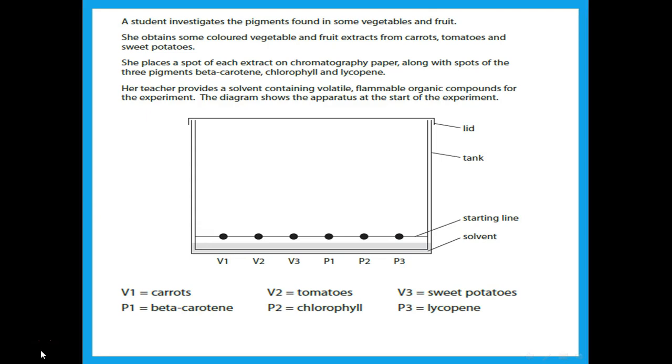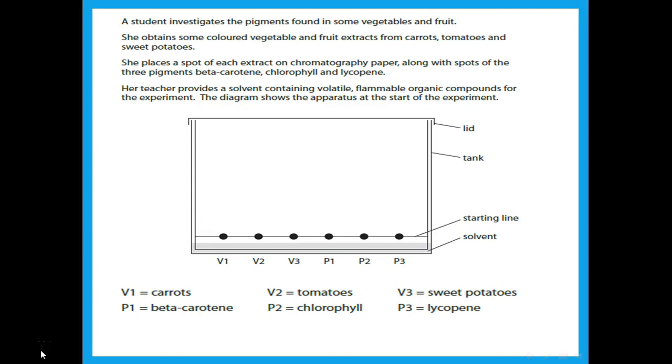Okay, a student investigates the pigments found in some vegetables and fruit. She obtains some colored vegetable and fruit extract from carrots, tomatoes, and sweet potatoes. So carrots, tomatoes, and sweet potatoes, she calls them V1, V2, V3. Can you see in the chromatogram? She places the spots along with spots of pigments, beta-carotene, chlorophyll, lycopene. So she calls them P1, P2, P3.